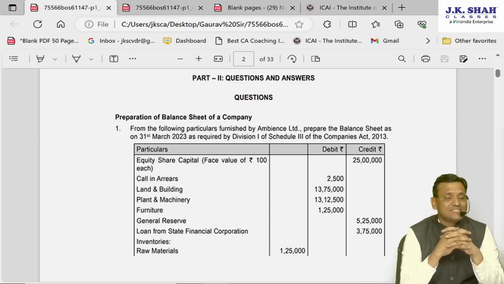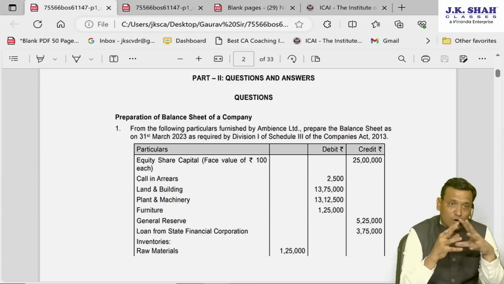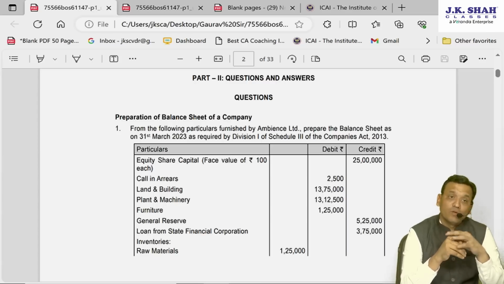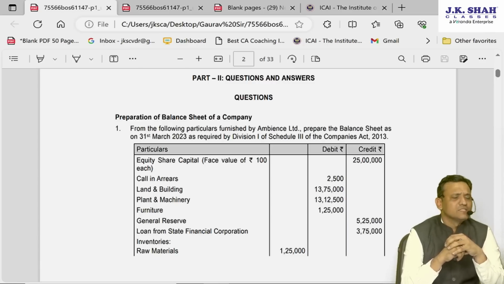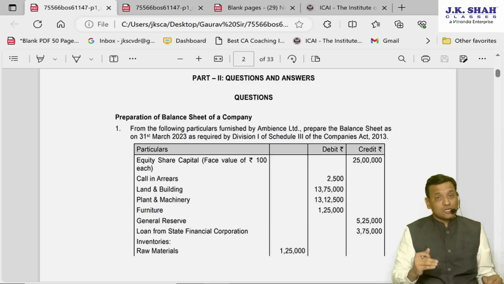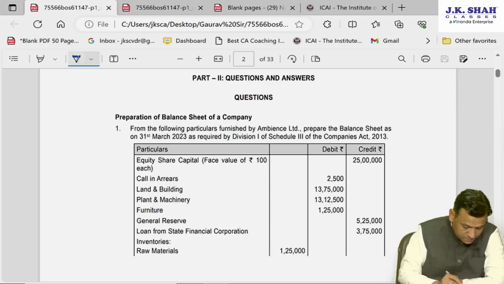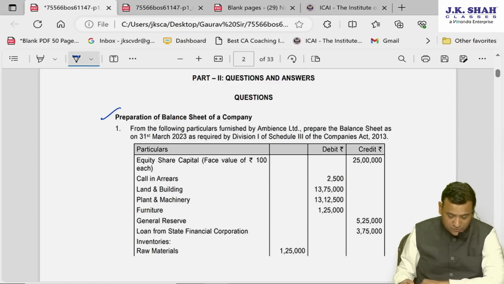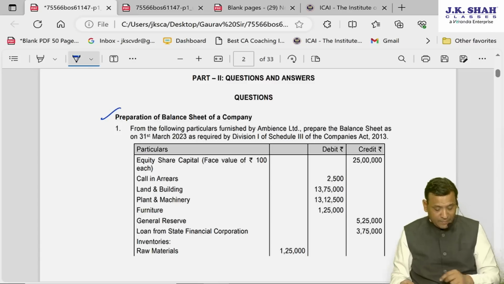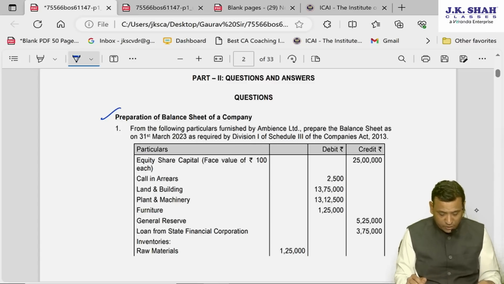Now, in all, the recent RTP issued by our ICAI has given 20 questions with respect to the accounting subject. Let us start one by one. The first question is a very simple question pertaining to preparation of balance sheet and profit and loss account, that is financial statements, in accordance with Companies Act Schedule 3. So let us start, friends. From the following particulars furnished by Ambience Limited, prepare the balance sheet on 31st March as required by Division 1 of Schedule 3 of the Companies Act 2013.